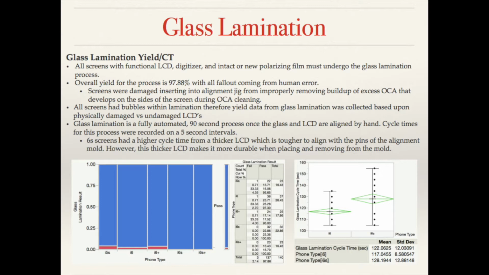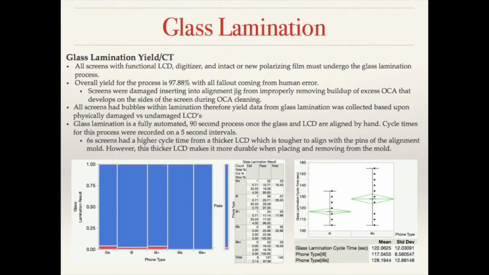This process has an overall yield of 97.88% with all failures coming from human error due to loading the jig or the lamination machine, which results in either a cracked LCD or damaged flex connector from being pinched. This yield rate can be increased slightly with regular service intervals for cleaning the alignment jig. However, this is a fairly stable yield and will not be a main concern when scaling.